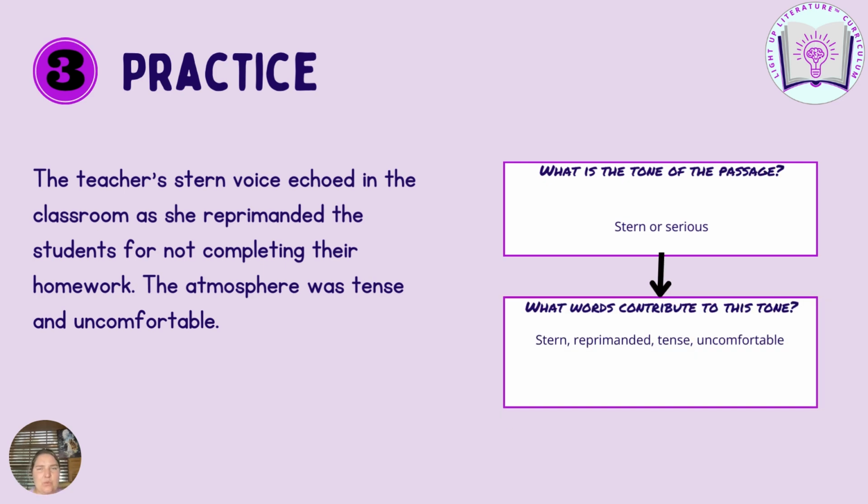So, the tone was stern or serious, and the words the author used to make sure that we understood the tone and the mood we were supposed to be feeling are stern, reprimand, tense, uncomfortable. Nobody's ever had a birthday party that they're super happy about where it was tense or uncomfortable. Those two words are counterproductive. So that's how we know the author is trying to set a certain tone.